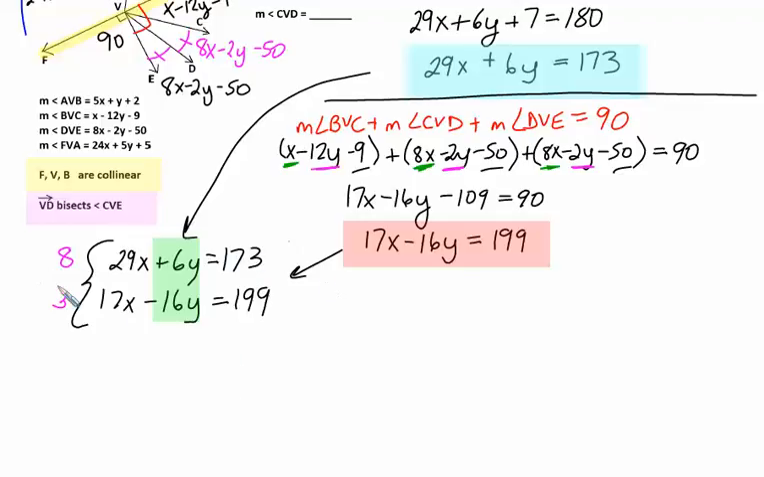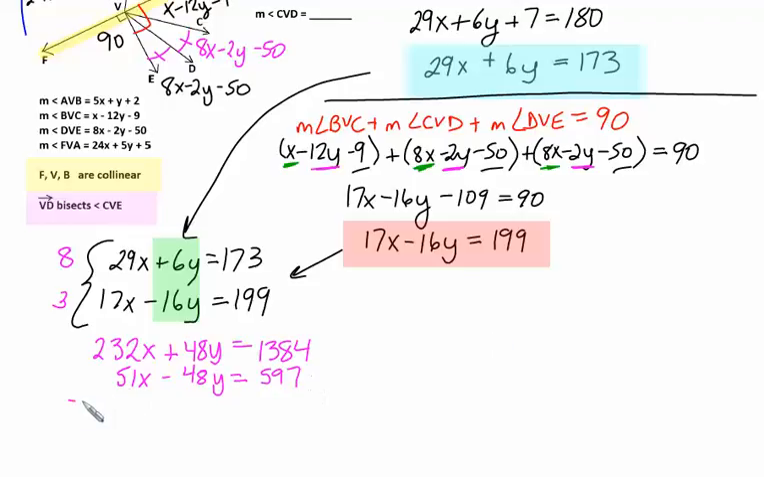Now multiply everything in that first equation by 8, and make sure you multiply everything by 8. And then write them out separately below. So I get 232x plus 48y, and then 173 times 8 is 1384. Yes, the numbers might get large, they might get annoying, but we'll just deal with them. In the bottom, 17 times 3 is 51, so we'll have 51x minus the 48y. Don't forget to take the 3 over to the 199, and 199 times 3 gives us 597.